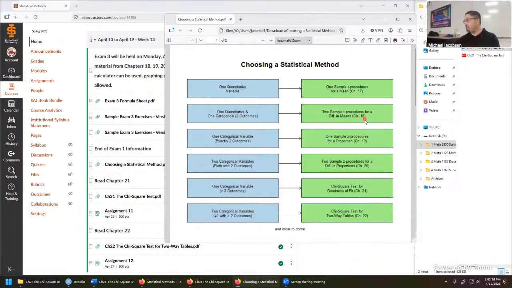And I put here what chapter to look up to find the specifics on writing out hypotheses, looking up the R syntax, anything along those lines, checking conditions, and so on. So we'll be coming back to this table, but at the moment it's kind of like a big cheat sheet. If you have a random statistical problem and you're not sure what chapter you're in, consider the variables, and this will tell you exactly how to proceed.